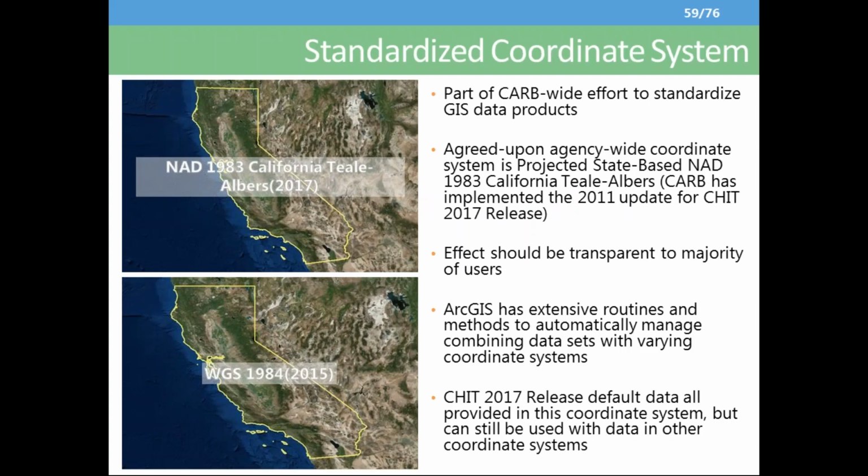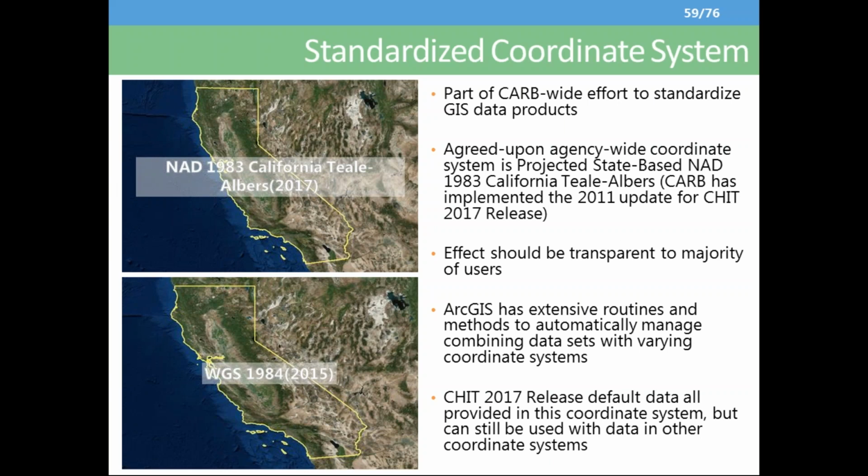Okay, so I think the end of this portion of the presentation is just a few notes for users to be aware of in general. The first is that we've updated the coordinate system for the tool. Back in 2015, CHIT was basically written and provided with all of the data inputs in what is known as, I forgot what WGS stands for, but WGS 1984, whereas now it's in NAD 1983 California Teale Albers.